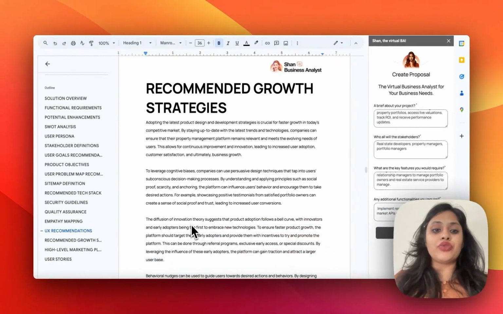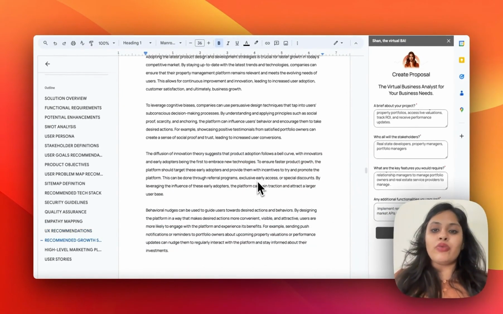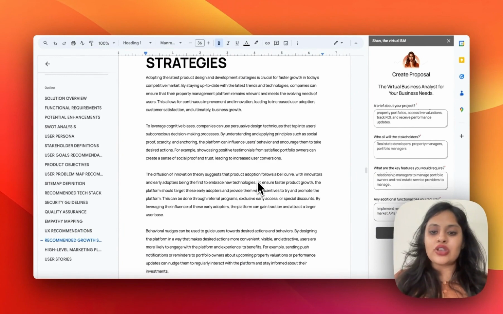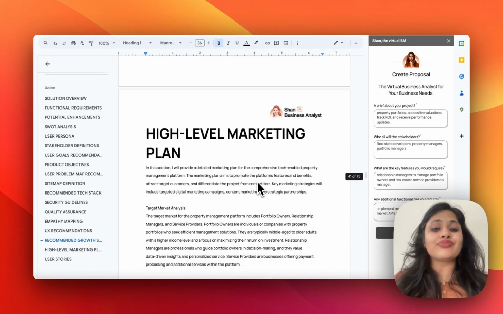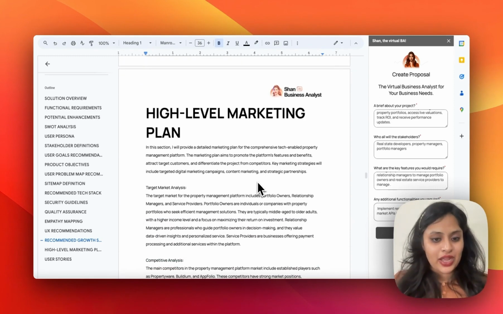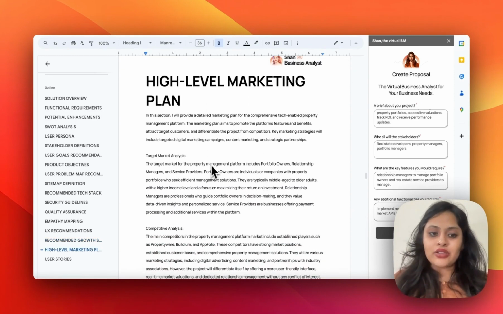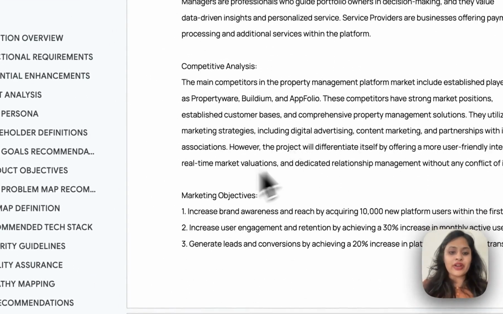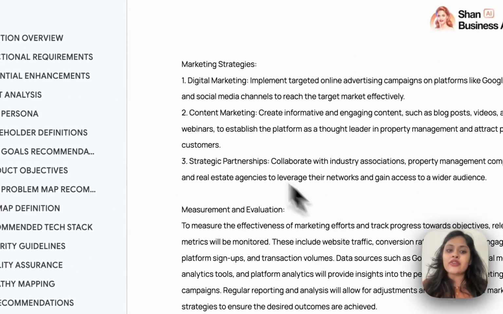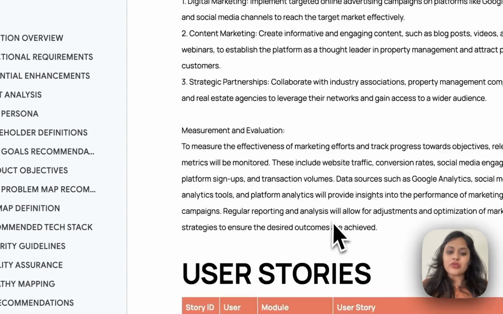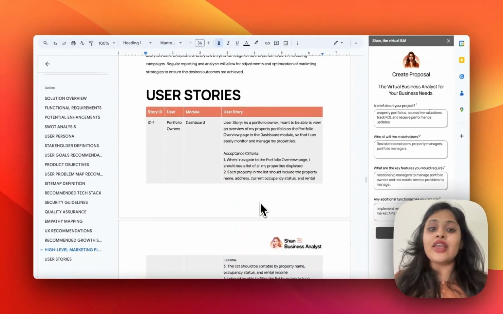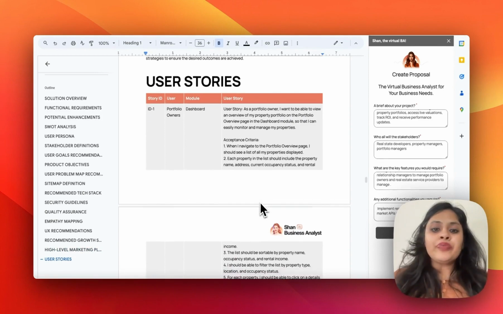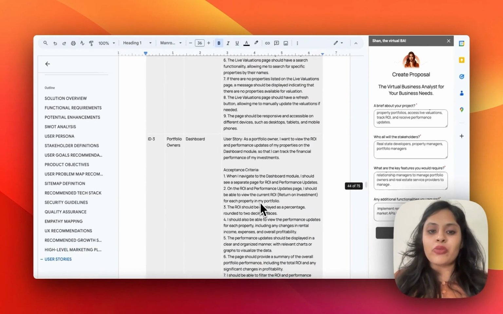Then recommended growth strategies, some of the growth strategies that you should have. These could also be your go-to-market strategies, how you'd be going, and then the high-level marketing plan. The target marketing analysis, competitor analysis, marketing objective, marketing strategies, measurement evaluations. What are the things you should be measuring while you're doing this? And then the user stories itself. The user stories for the entire platform are mentioned here.